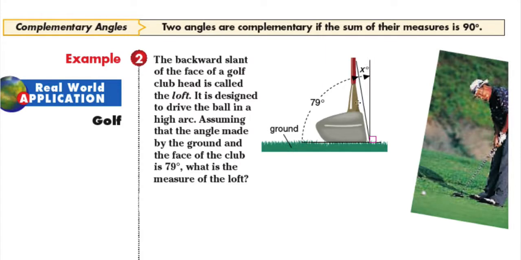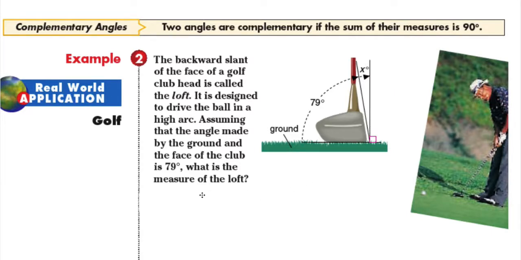So this is the angle made of the club, 79 degrees, and angle X is represented by the loft. We know that this little square right here indicates a right angle. A right angle measures 90 degrees. Therefore, this angle right here, 79 degrees, plus X will be equal to 90 degrees.